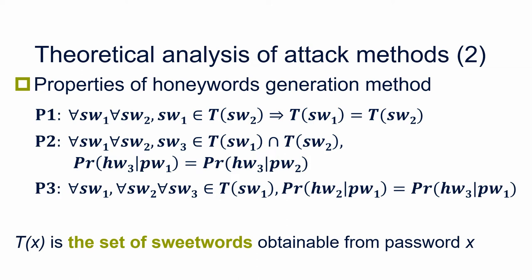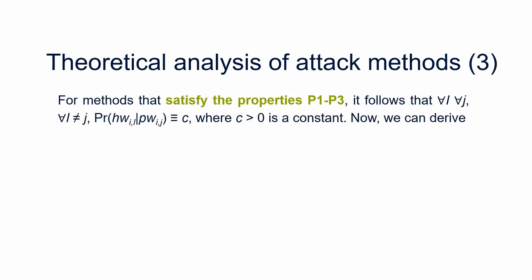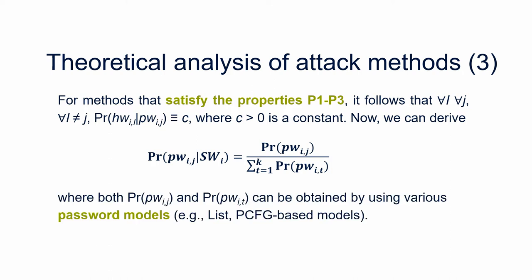Property 3 states that every sweet word generates all sweet words in its sweet word space with the same probability. All non-password-model-based methods like tweaking tail satisfy this property. Property 4 states that Honeywords are unrelated to the real password. For Honeywords generation methods that satisfy the properties P1 to P3, we can get this simplified formula. The variables on the right side of the equation can be obtained by various probability models. It suggests that for these Honeywords methods to achieve perfect flatness, all k sweet words in the list shall have an equal probability to be selected as the user's real password. In other words, given the real password, a Honeywords generation method needs to produce k-1 Honeywords with equal probability to be this user's password.